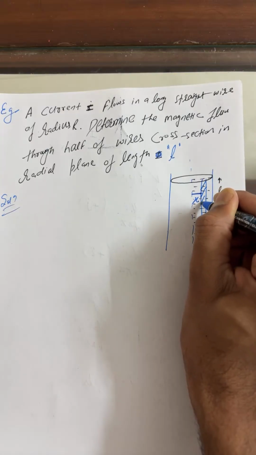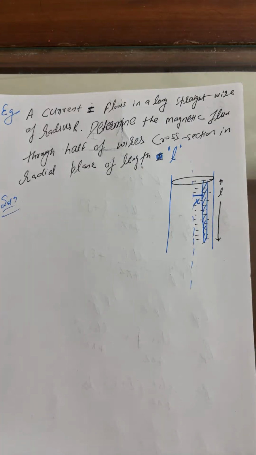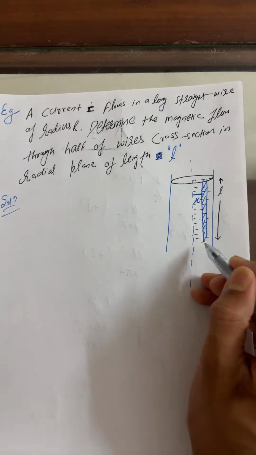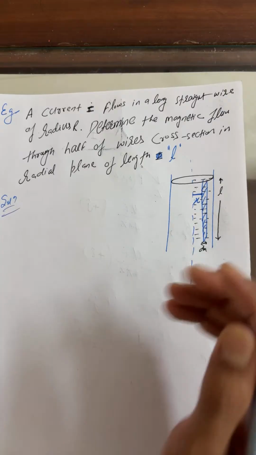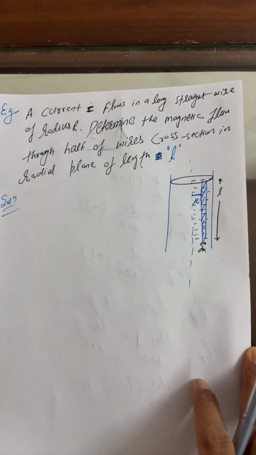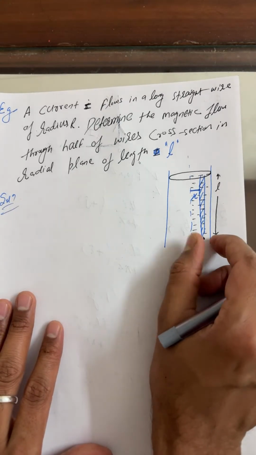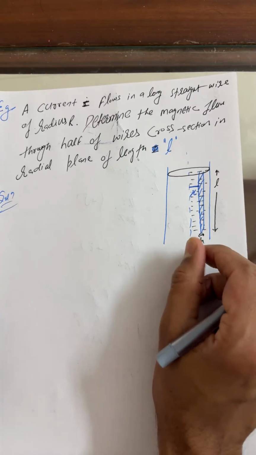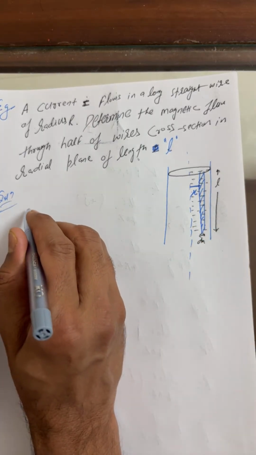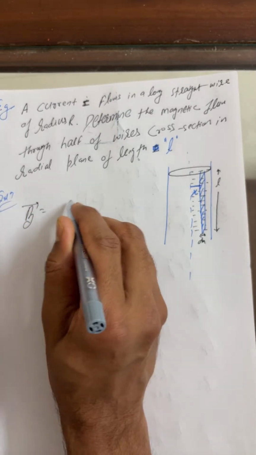You have to move x and take element dx. So this element, you can write, is dx only. Fine. So due to the elemental strip, I want to write the magnetic field. So students, here you can say magnetic field due to the elemental strip.